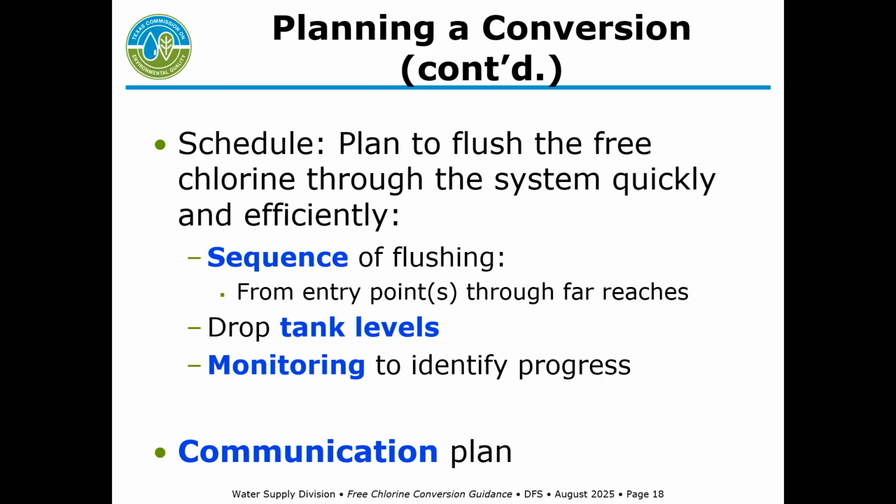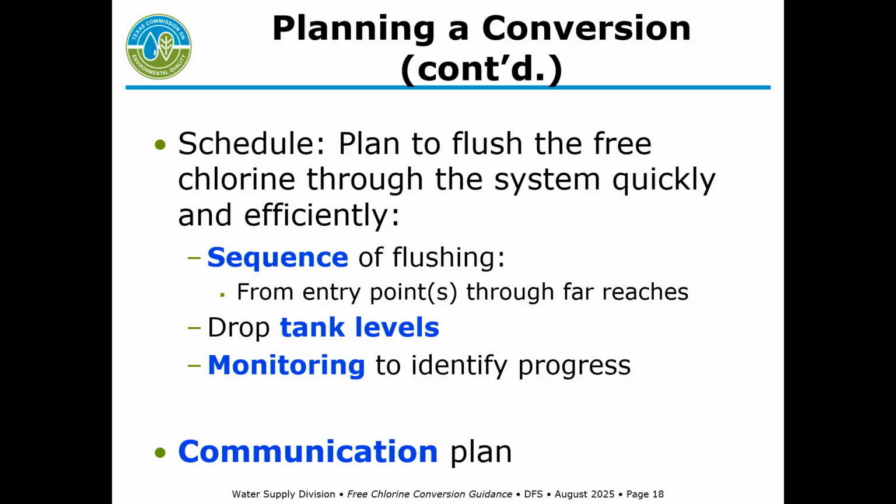So you need to have a schedule and plan to flush the free chlorine through the system quickly and efficiently. And that means coming up with a sequence of the flushing, dropping tank levels. It's really important; flushing and dropping the tank levels will help the conversion go faster. Okay, and I'll talk more about that later. And then you're going to be doing monitoring, particularly at the very beginning and at the end, to make sure, hey, we've got free chlorine now at certain places in the distribution system, and on the back end, making sure you've actually got monochloramine. You need to have a communication plan.